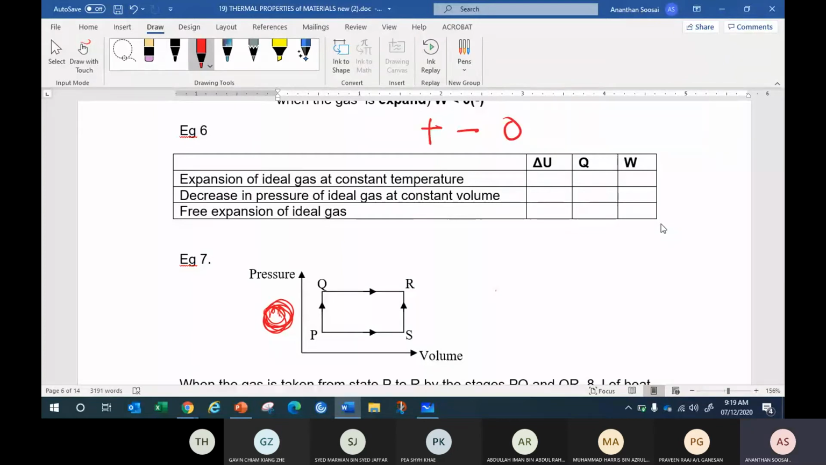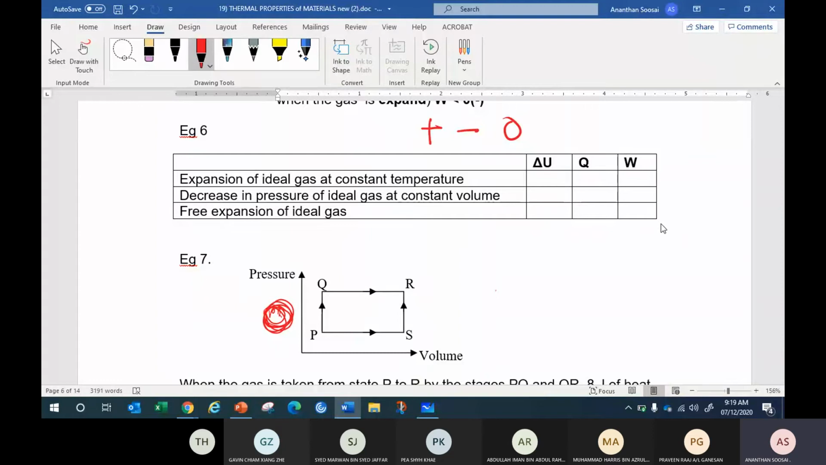Okay, put 0, positive, negative, or 0. Use the first law of thermodynamics. First, expansion of ideal gas at constant temperature. Can you figure out which is going to be positive, which is going to increase, which is going to decrease, which has no change? I give you 1 minute.